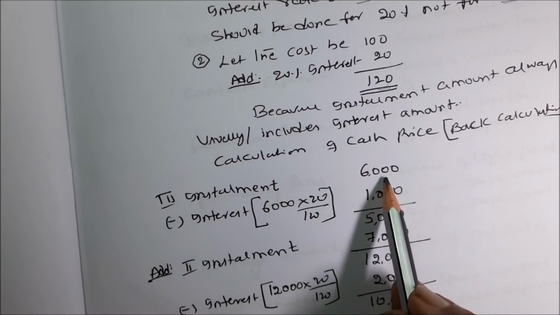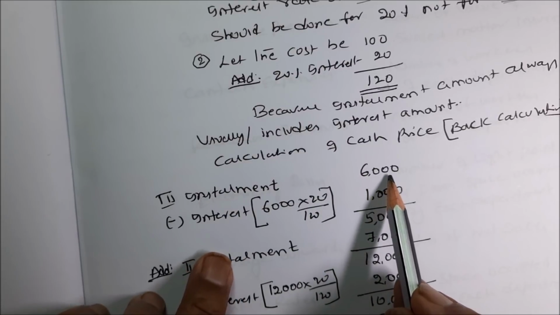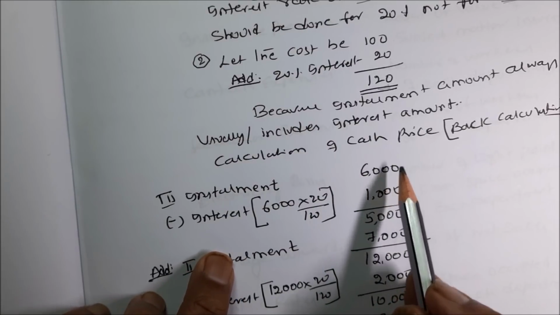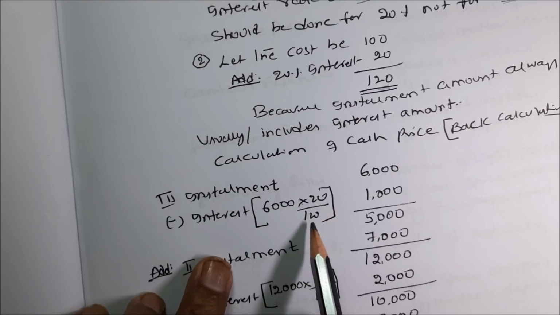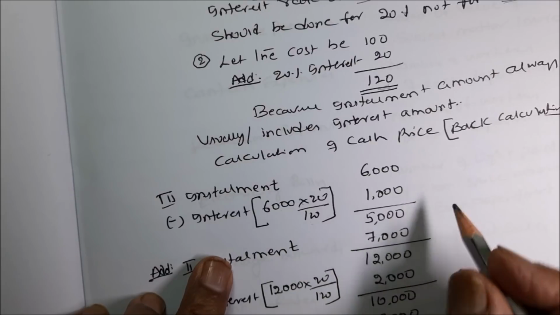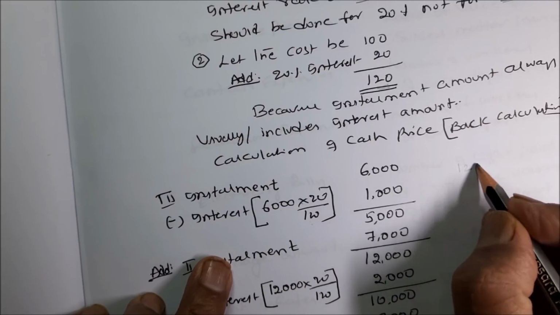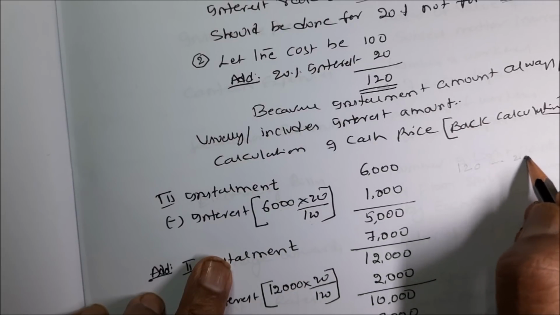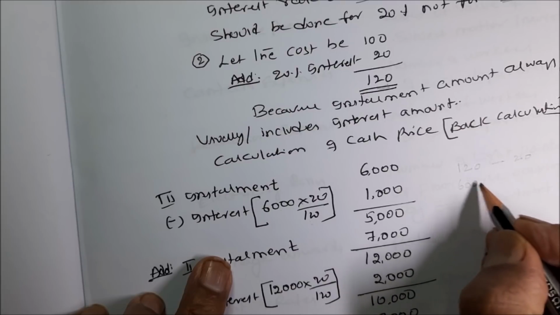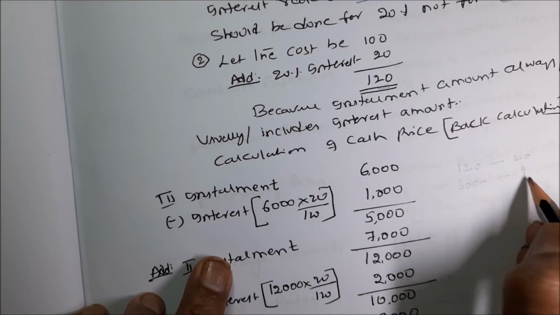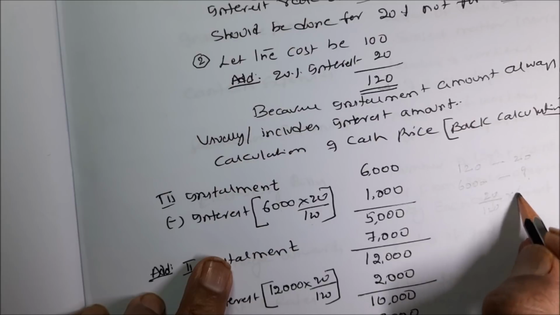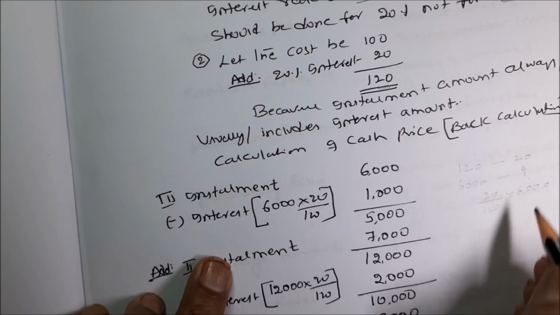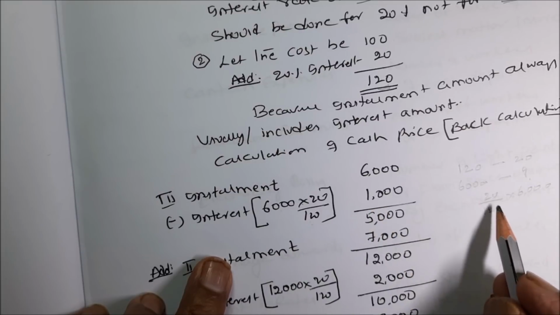Third installment is 6,000, which includes interest. How much interest is included? It is 20%. So interest is 6,000 into 20 divided by 120, or you can say that for 120 it is 20, for 6,000 how much? Just one calculation I will show you. 20 divided by 120 into 6,000, then it becomes how much actually? 1,000.